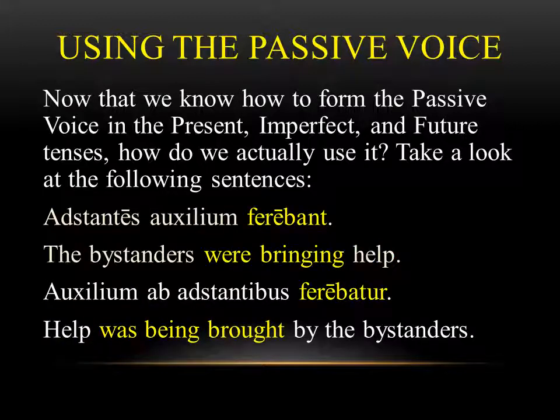Now the third thing I did is I changed the verb around. In the first sentence I had ferebant, which means they were bringing. In the second sentence I have ferebatur, which means something was being brought. Notice that in the original sentence my subject was plural, ad stantes, so I spelled the verb with an nt ending, ferebant. In the second sentence my new subject is singular, help, so I had to change the verb around. It's not ferebantur, it's ferebatur because it's a singular subject. But either way, notice how I kept the tense the same, it's still imperfect, but I went from active to passive voice.